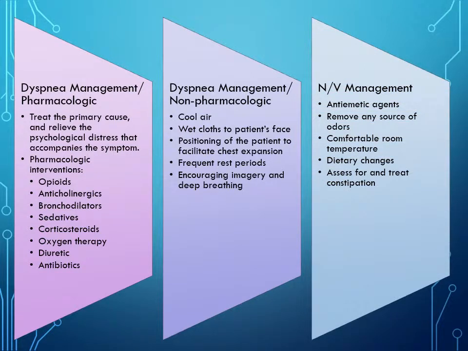Patients may experience nausea and vomiting, and we can manage that through antiemetic agents, remove any source of odors that are offensive to the patient or causing the nausea and vomiting. You want to provide a comfortable room temperature. You may need to make dietary changes, and you need to assess for and treat any constipation.